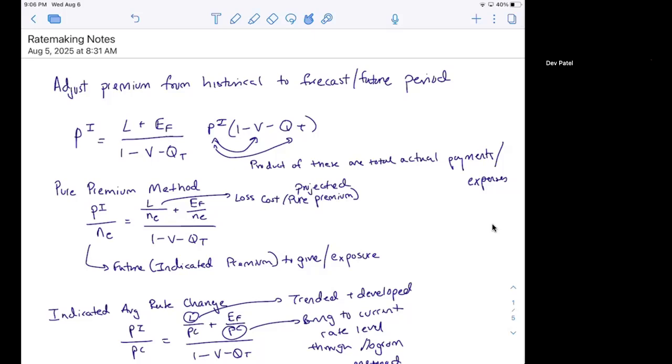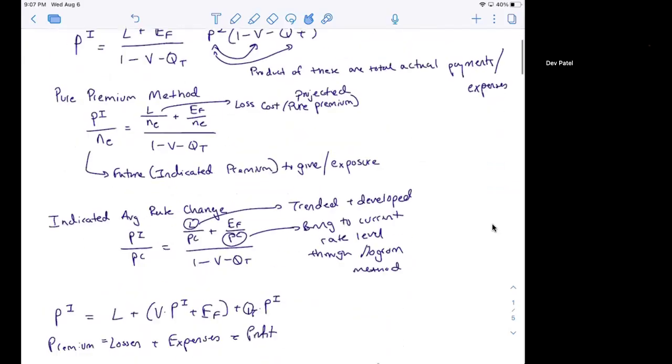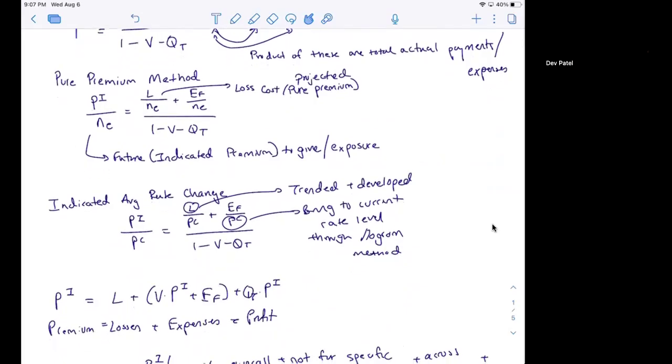So you have two different methods to actually calculate this. First, pure premium actually just gets the raw indicated premium, so the actual amount per exposure. And then the second method, the loss ratio method, you actually get the indicated average rate change, so the percentage change instead of the actual value. So for pure premium, you're getting the indicated premium per exposure.